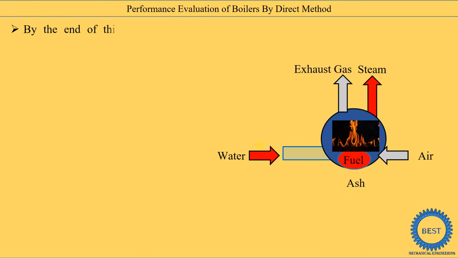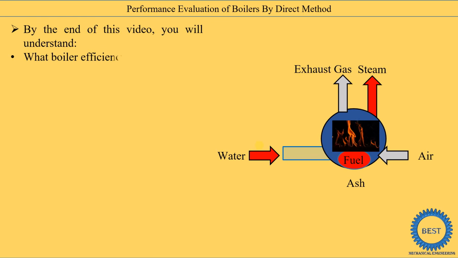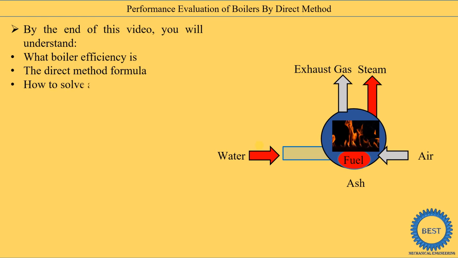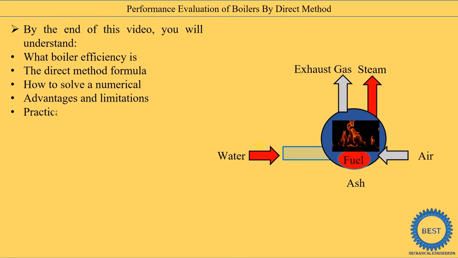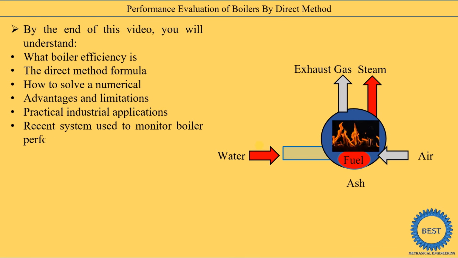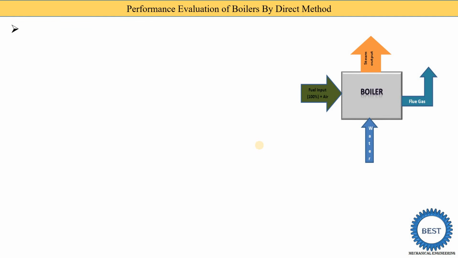By the end of this video, you will understand what boiler efficiency is, the direct method formula, meaning the equation of efficiency, how to solve numericals, the advantages and limitations of this method, practical industrial applications, meaning where this method is used, and systems used to monitor boiler performance.